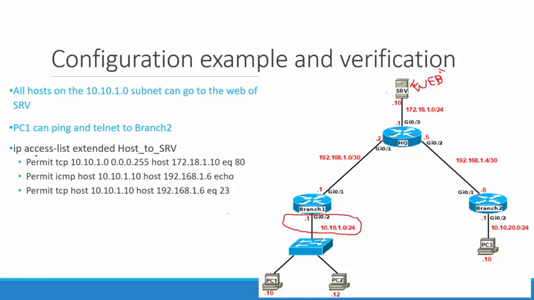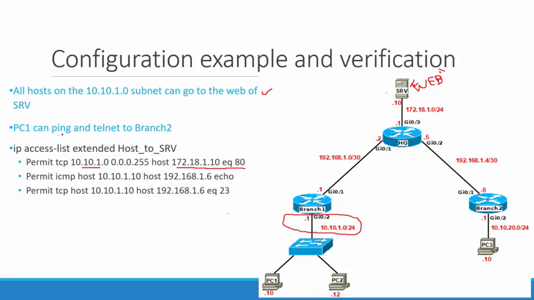So in order to write that, we're going to do a named access control list. So we do IP access list extended. We're going to name it host to server, or host to SRV. We're going to permit TCP 10.10.1.0, so everything on that network, going to the 172.18.1.10 host, equal to web or HTTP.